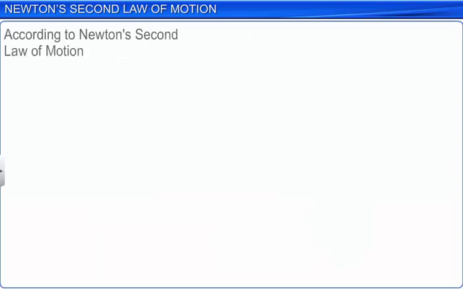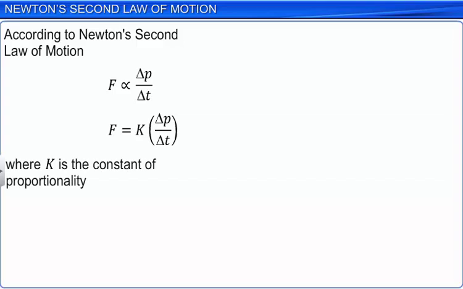According to Newton's second law of motion, force is proportional to the rate of change of momentum. Bringing in the constant of proportionality k, the equation becomes F equals k multiplied by delta p by delta t. When delta t tends to 0, delta p by delta t equals dp divided by dt. This makes the above equation F is equal to k multiplied by dp divided by dt.